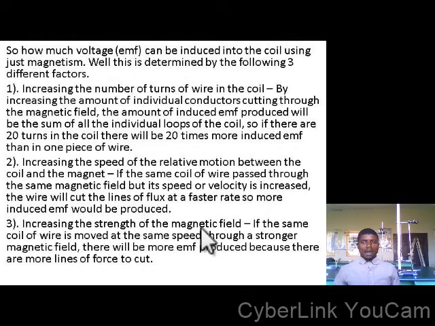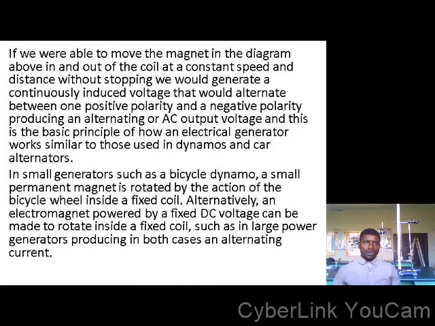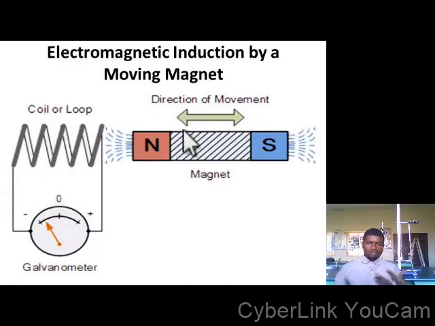Three, increasing the strength of the magnetic field. If the same coil of wire is moved at the same speed through a stronger magnetic field, there will be more EMF produced because there are more lines of force to cut. So if we were able to move the magnet in the diagram as explained here, and then that is what we are discussing. Increasing the number of coils here will increase the current.